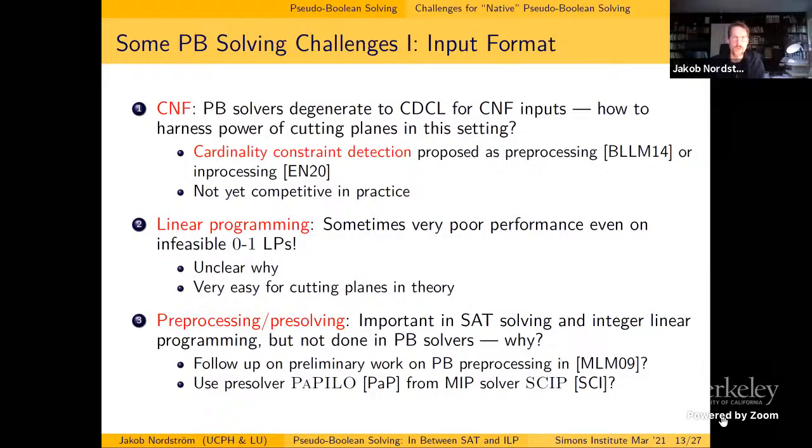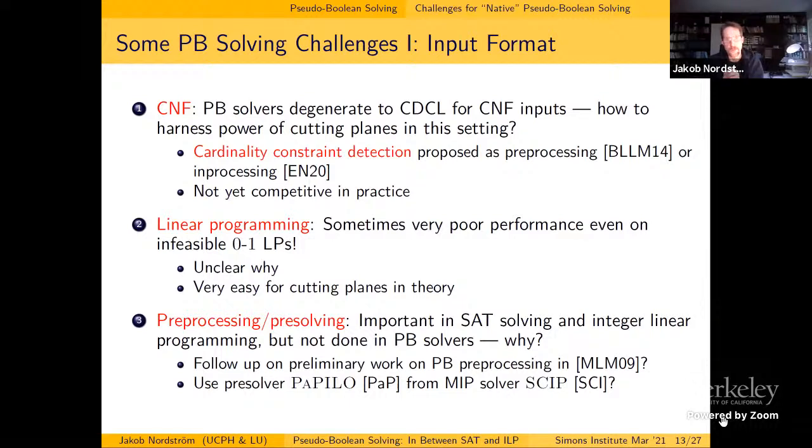So one thing, if you're going to use a pseudo-Boolean solver, you have to pay attention to your encoding. Don't use the CNF encoding. If your problem is really a CNF problem, then you probably shouldn't be using a pseudo-Boolean solver. Another problem is that even if you get a nice encoding, we do have examples of 0-1 integer linear programs where even the linear relaxation is infeasible, so you don't need any Boolean reasoning to decide that there is no solution. Just linear programming is enough, and this should be very easy for cutting planes reasoning, and still solvers take forever. This is another very annoying fact.